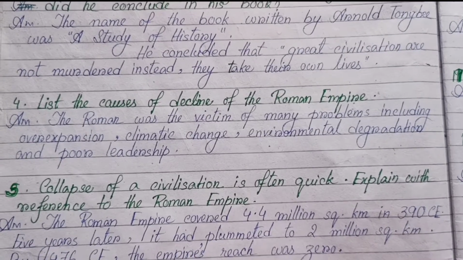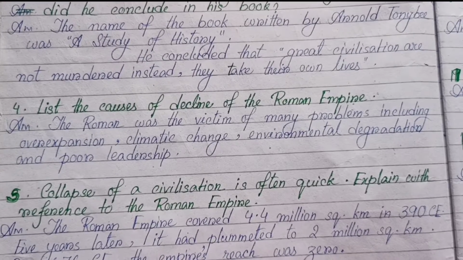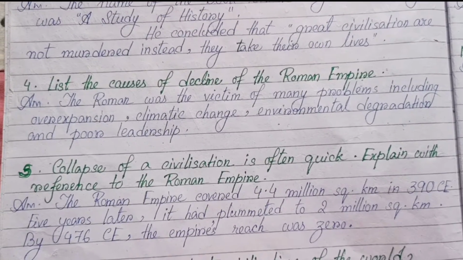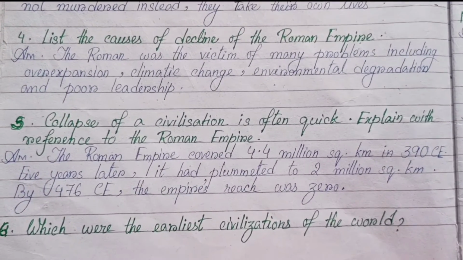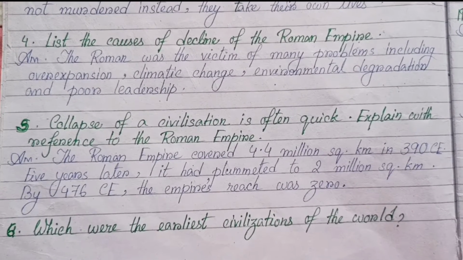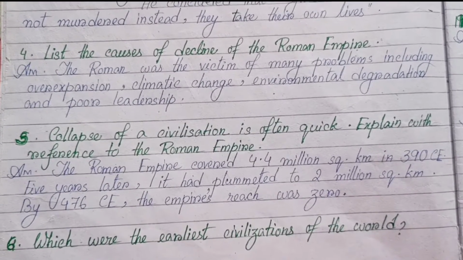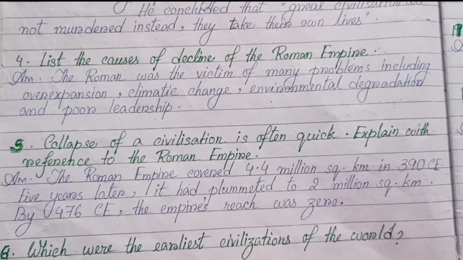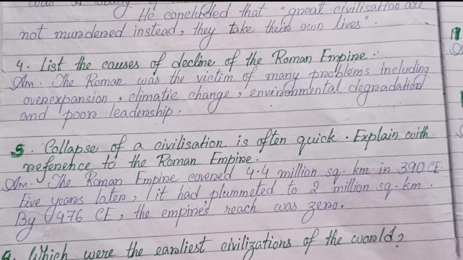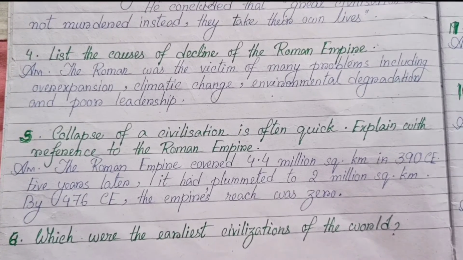Number 4, list the causes of decline of the Roman Empire. The Roman Empire was the victim of many problems including overexpansion, climatic change, environmental degradation and poor leadership. Number 5, collapse of a civilization is often quick. Explain with the reference of the Roman Empire. The Roman Empire covered 4.4 million square kilometers in 390 CE. 85 years later, it had plummeted to 2 million square kilometers by 476 CE. The empire's reach was zero.